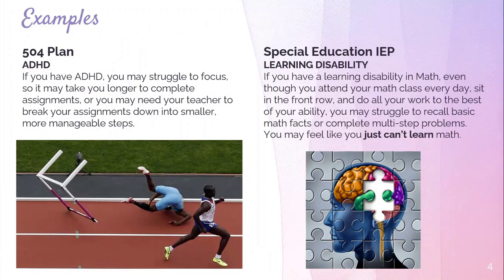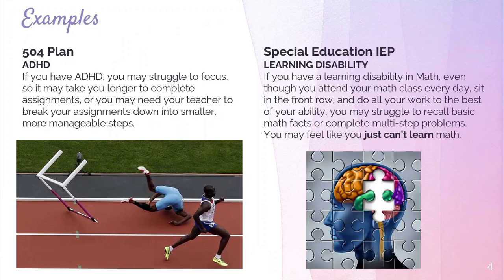A couple more examples. ADHD. ADHD can go the special education route, but oftentimes they just need a 504 accommodation plan. The student may struggle to focus, so it takes them longer to complete assignments, or they might need the teacher to break assignments down into smaller, more manageable steps. They can do the work, they can learn, they just have these hurdles that are caused by the ADHD.